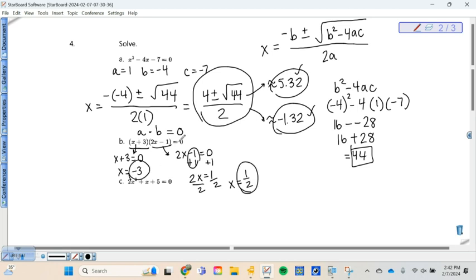Okay, because that was from factored form. So I can just set my two factors equal to 0, and that solves the equation for you. And then what about part C? What do you want to try?